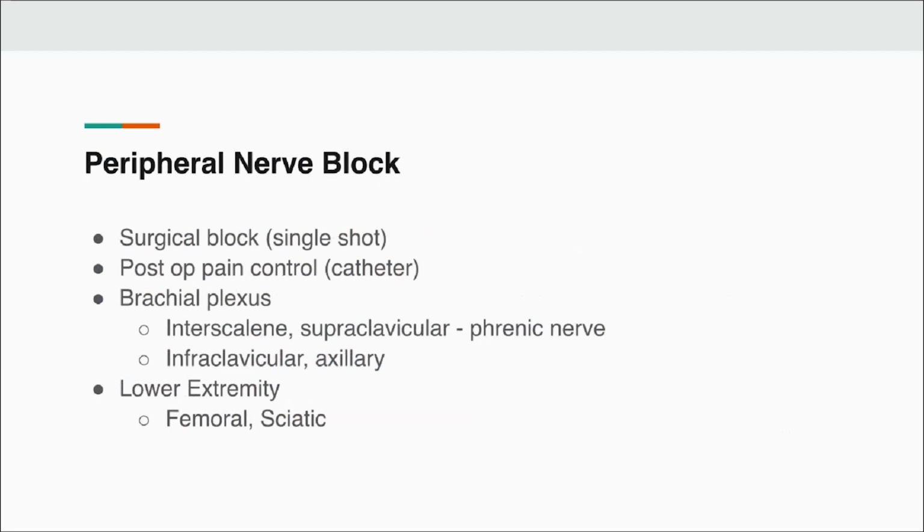But again, great blocks for either surgical anesthesia or post-op pain control. And also with the lower extremity, we can work our way anywhere down the femoral or sciatic nerve distributions, or both at the same time, to provide a surgical block or post-op pain control in the lower extremity.